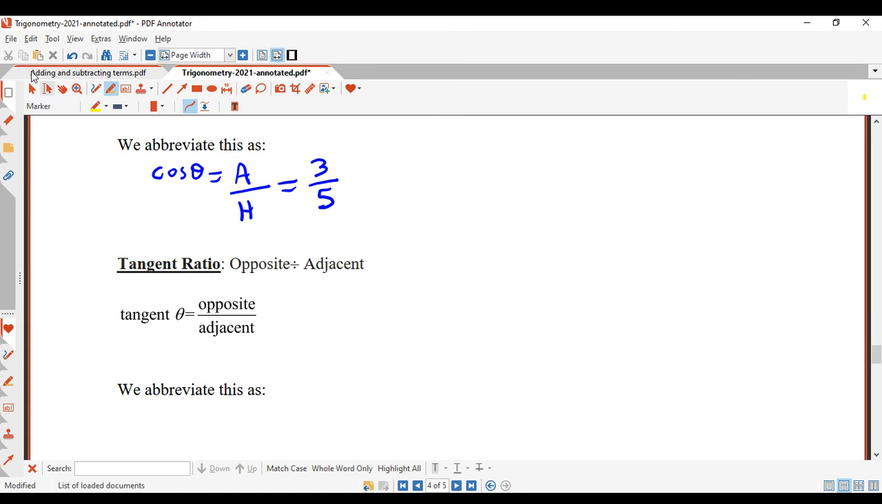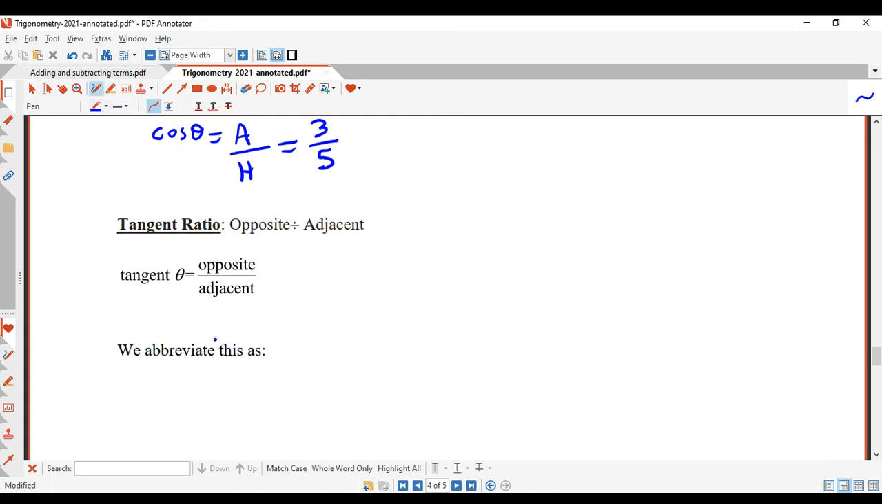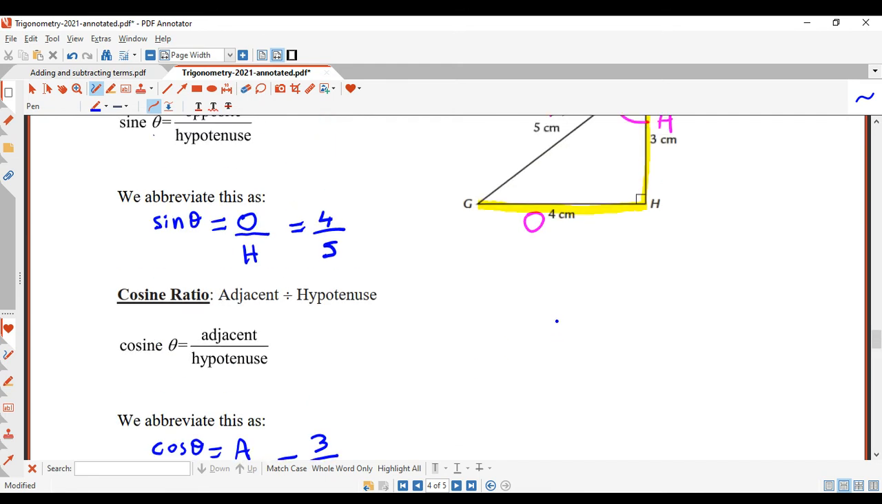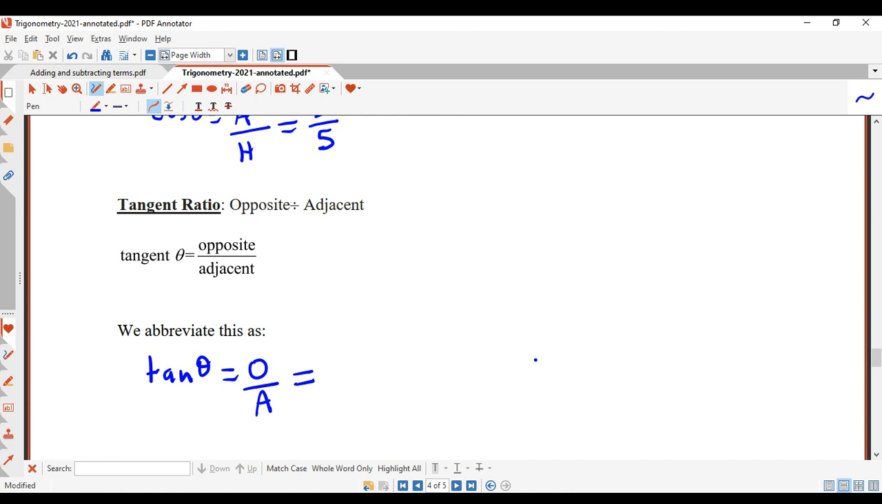So just coming down here, how do we abbreviate this ratio? Well, the ratio is abbreviated as tan theta equals opposite divided by adjacent. In this particular triangle, the opposite side is 4 and the adjacent side is 3. So that means the tan ratio is 4/3 for the given angle theta. So those are our three ratios: the sine ratio, the cosine ratio, and the tangent ratio.